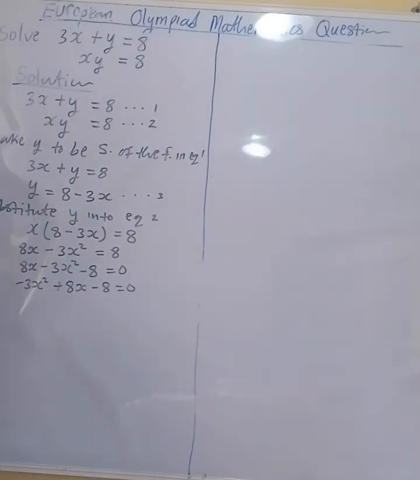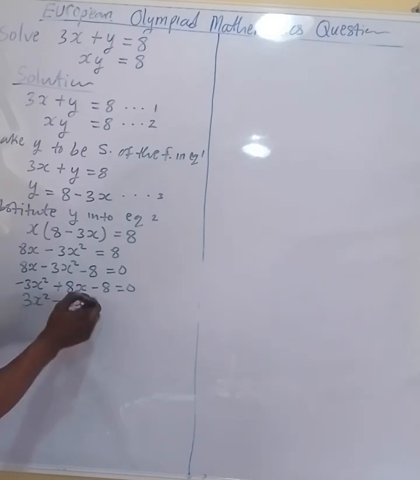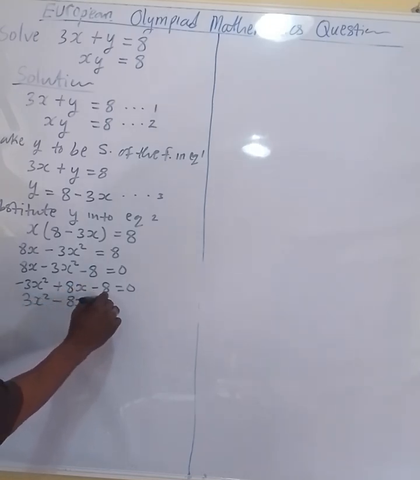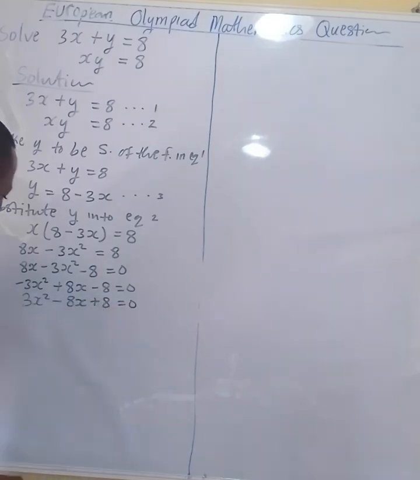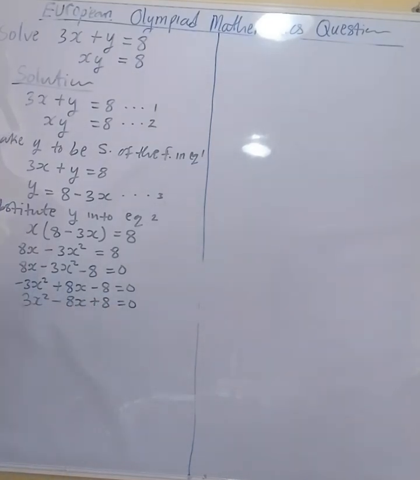Now for us to solve this quadratic equation, this minus that we have in front of 3x squared, we will eliminate it. How are we going to eliminate it? We will just multiply by minus 1 all through. Minus 1 times minus 1 gives us plus 1, so we have plus 3x squared. Minus times plus gives us minus 8x. Minus times minus gives plus 8, equals 0. So we have it like this now.